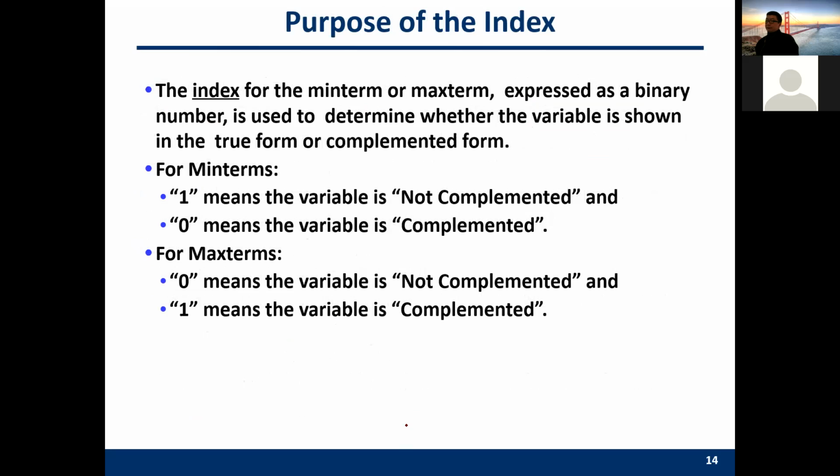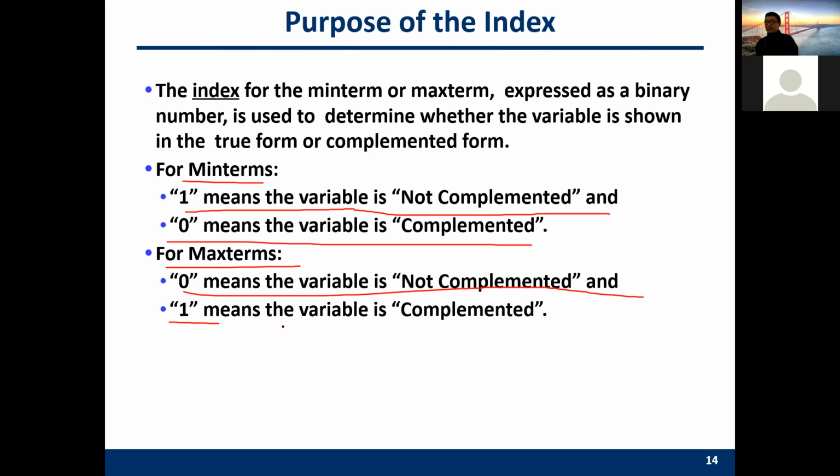The index for the minterm or maxterm can be expressed as a binary number to determine whether the variable is in true form or complemented form. One means, for the minterm, it's not complemented, it's a true form. Zero means it's complemented. But we have exactly the opposite case for the maxterm. For a maxterm, if it's a 0, then the variable is not complemented. If it's a 1, we need to have the complemented form.